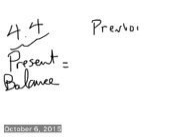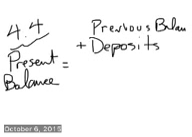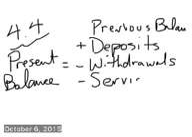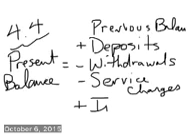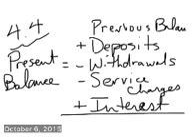But our formula for today is very similar to the one we had yesterday, where we say our present balance is going to be equal to our previous balance, we're going to add to it any deposits, we're going to subtract out any withdrawals, we're going to subtract out any service charges, but we're going to add to it any interest, to get what our new balance is going to be.